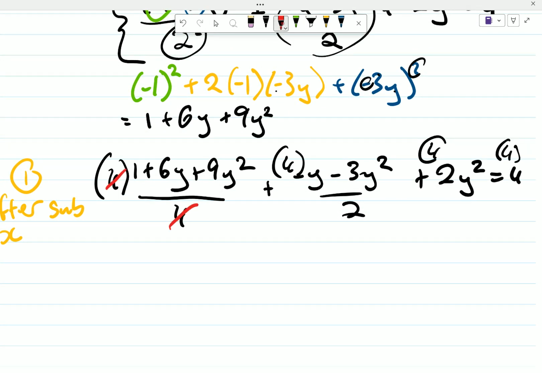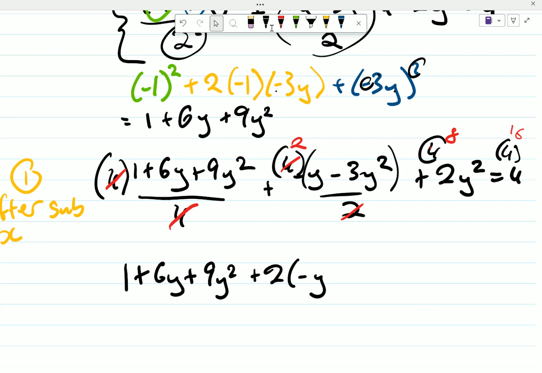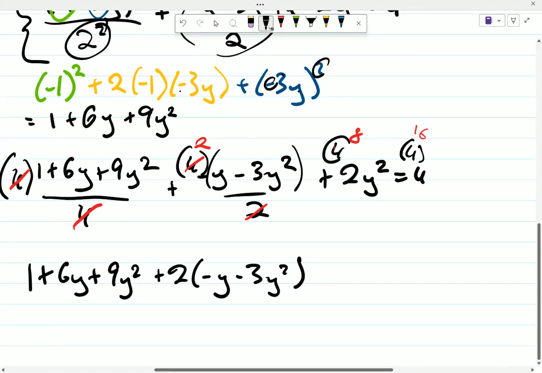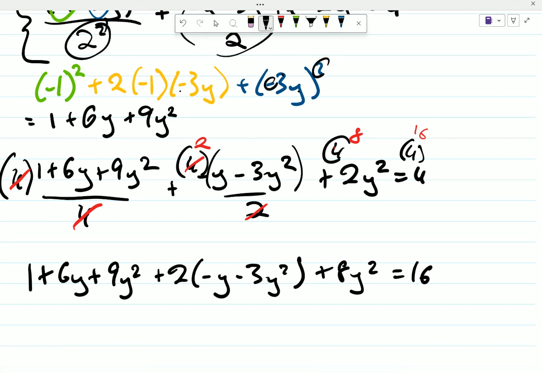So those 4s will cancel. That 2 will cancel that 4 and give me a 2. That 4 will multiply with that 2 and get an 8, and that 4 will get a 16. So these 4s are cancelled, so that's just 1 plus 6y plus 9y squared. This is 2 times this, that's add 2 times minus y minus 3y squared. This is, we said that was 8y squared, and we said that was 16.